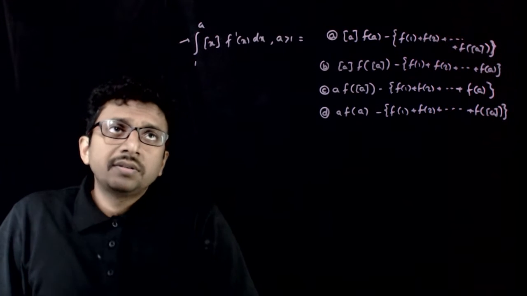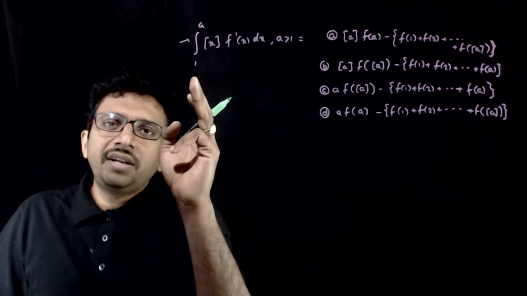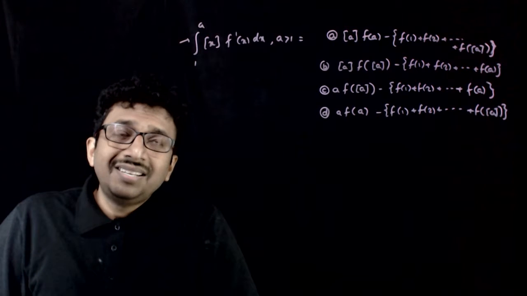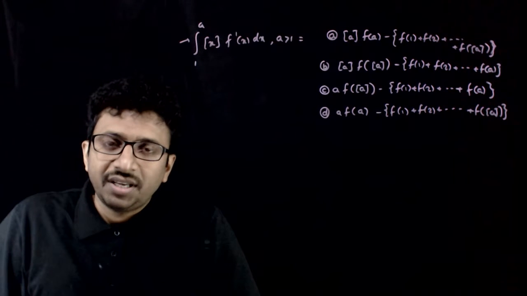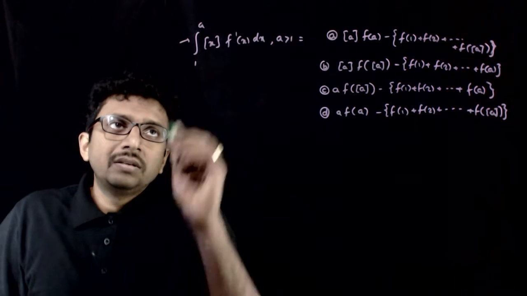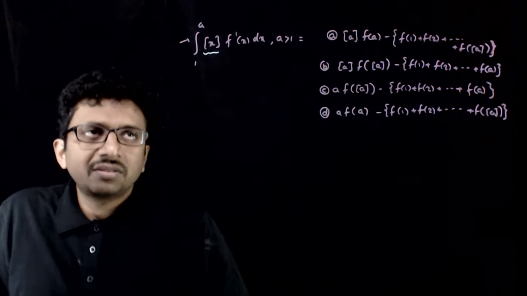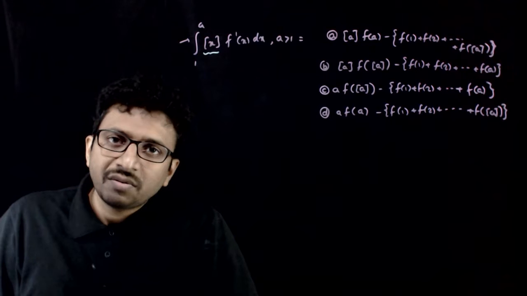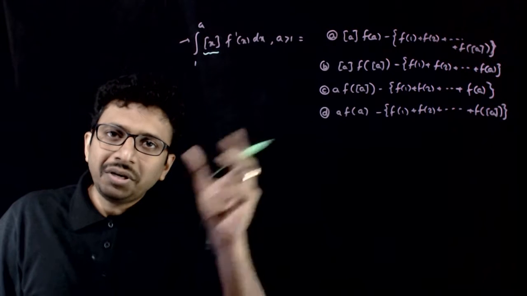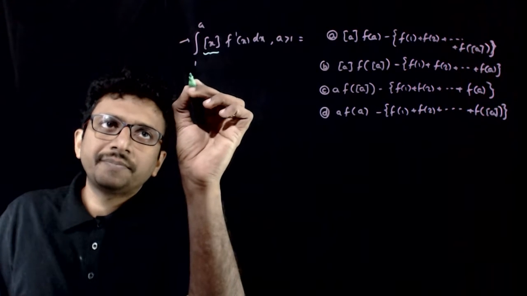So welcome students. In this question you are asked to simplify the integration of 1 to a, integer part of x into f dash of x dx. So we know that integer part of x is a piecewise defined function. Whenever we have integer part of x, we divide the integral into intervals. So let us do that.